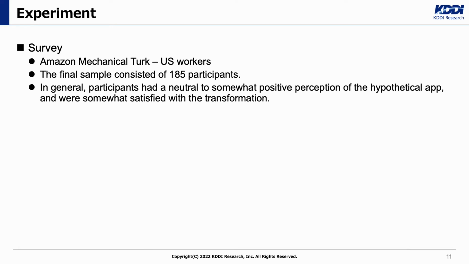The survey was conducted on Amazon Mechanical Turk among US workers, and our final sample consisted of 185 responses. In general, participants had a neutral to somewhat positive perception of the hypothetical app and were somewhat satisfied with the transformation they saw in the mockup. And there were no differences between groups for these characteristics. Please refer to the paper for details on the experiment design and survey, as well as how we analyzed the data we obtained.